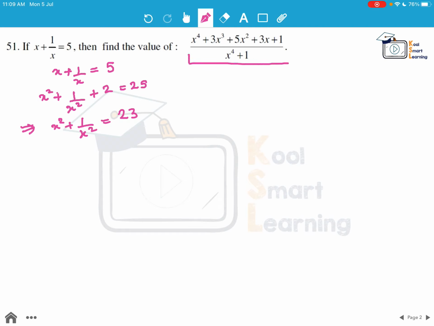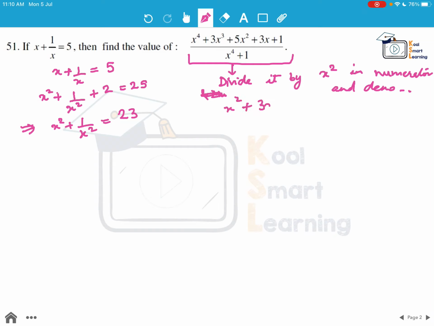Now let's take the given expression and we divide by x square, divide and multiply, or you can say divide it by x square in numerator and denominator. So what do we get? If we divide the numerator by x square, we get x square plus 3x plus 5 plus 3 by x plus 1 by x square. And in the denominator we get x square plus 1 by x square.